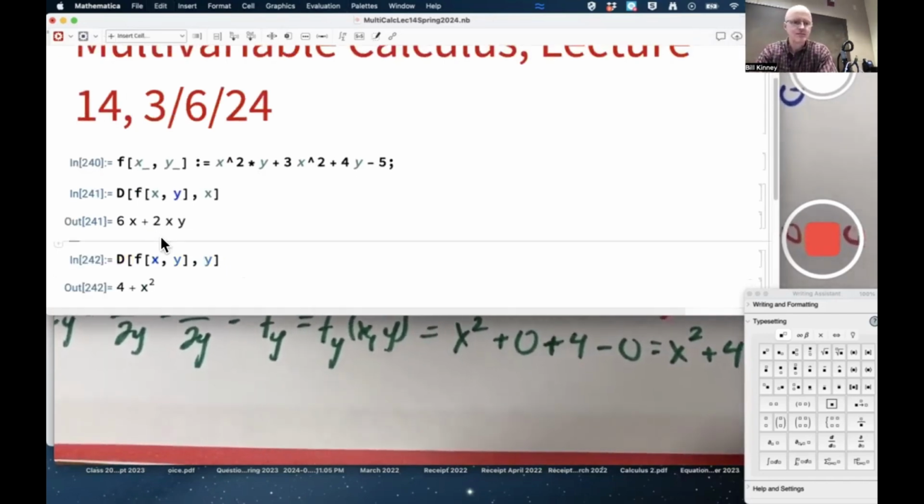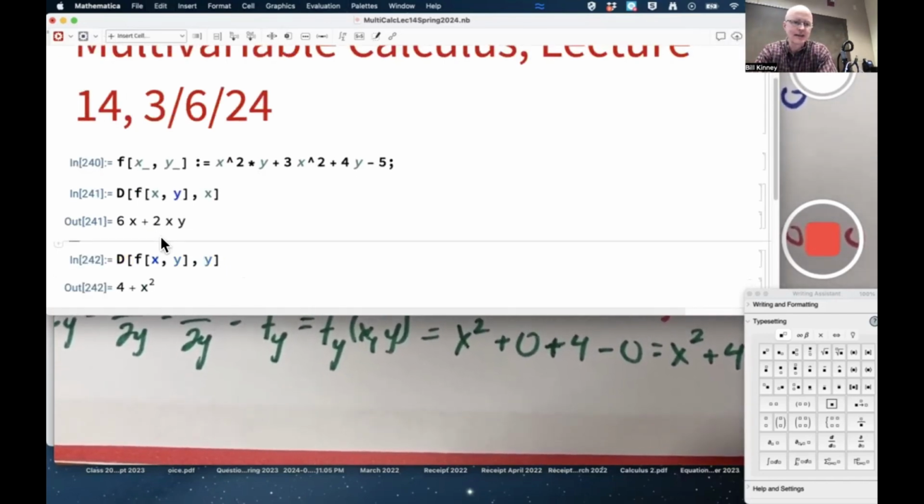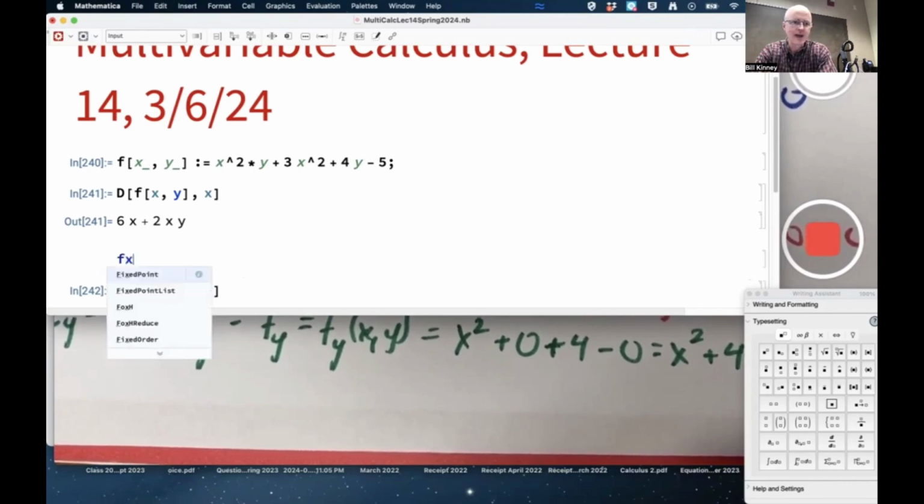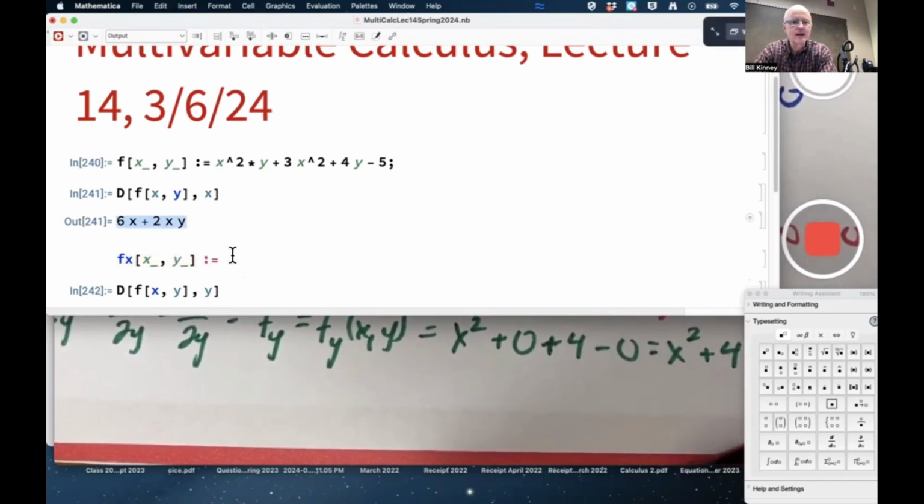If you like, you could do something like this. You could define what fx and fy are using these formulas. Just copy and paste, say.